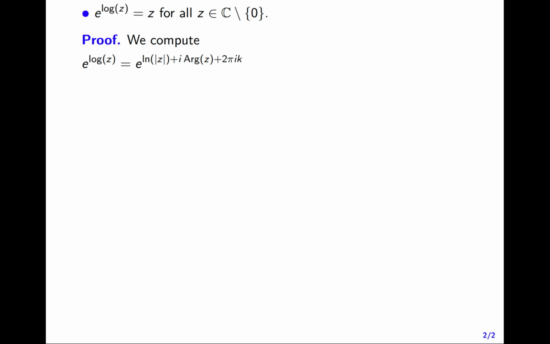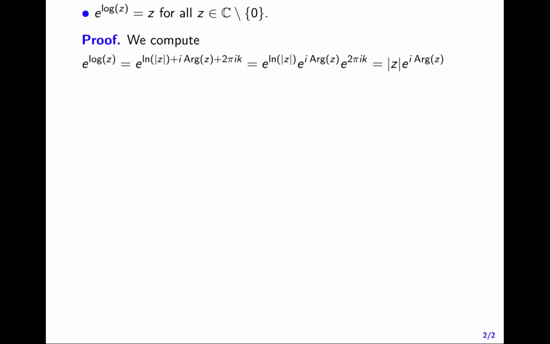Let's break apart this element using properties of the exponential. This becomes the product of three numbers: e to the natural log of modulus of z times e to the i times argument of z times e to the 2 pi i k. That first factor is going to collapse nicely. Modulus of z is a positive real number, so e and natural log cancel each other out, and that gives you modulus of z. e to the i times principal argument of z, nothing's going to happen there. e to the 2 pi i k, that becomes 1.